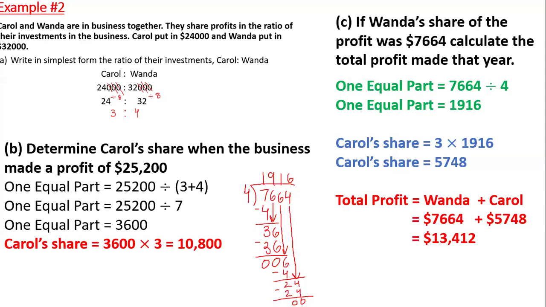So now that we have one equal part, we know that Wanda accounts for 4 equal parts. So we take 7,664 divided by 4, and that gives us 1,916. Good. But we want to figure out Carol's share. So we take that 3, and the 3 comes from Carol. So 3 times 1,916, and that gives us 5,748. But they wanted the total profit, so we have to add Wanda's share. And that gives us the 13,000. Right, that makes sense? Thank you. All right, good.